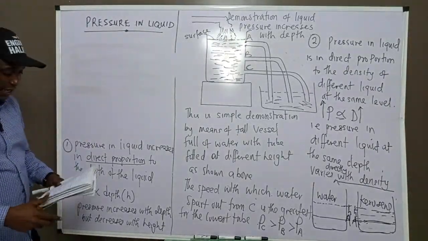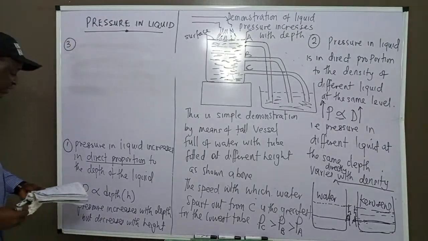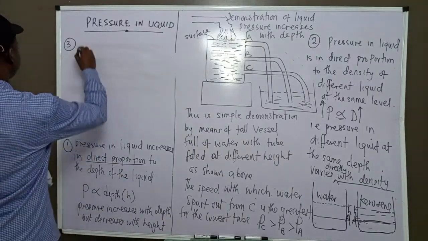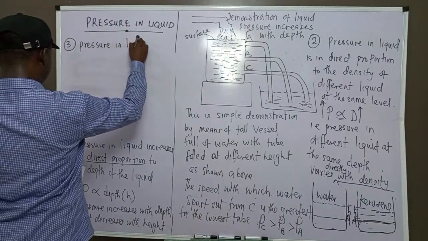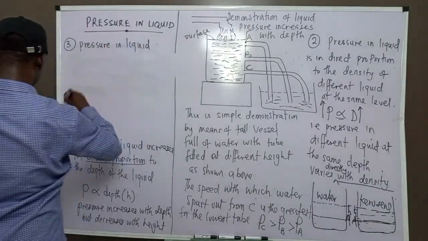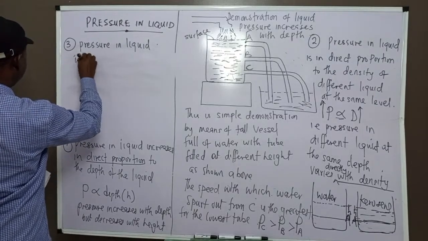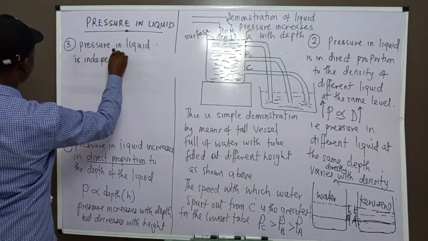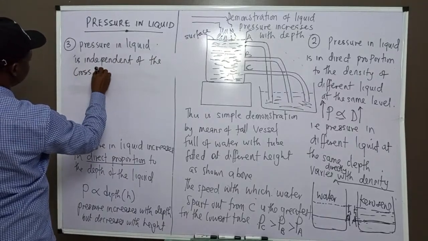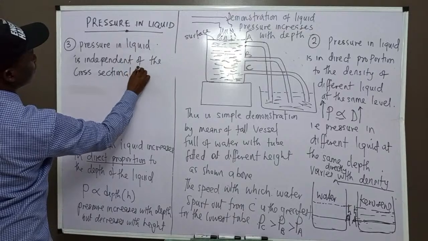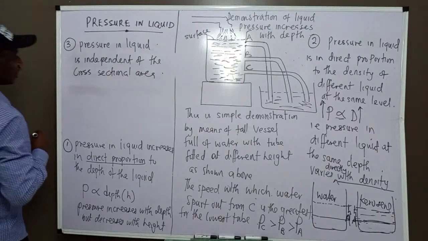Now, the next thing we want to talk about is the third characteristic of this: pressure in liquid is independent of what? The cross-sectional area. Pressure in liquid is independent of cross-sectional area.